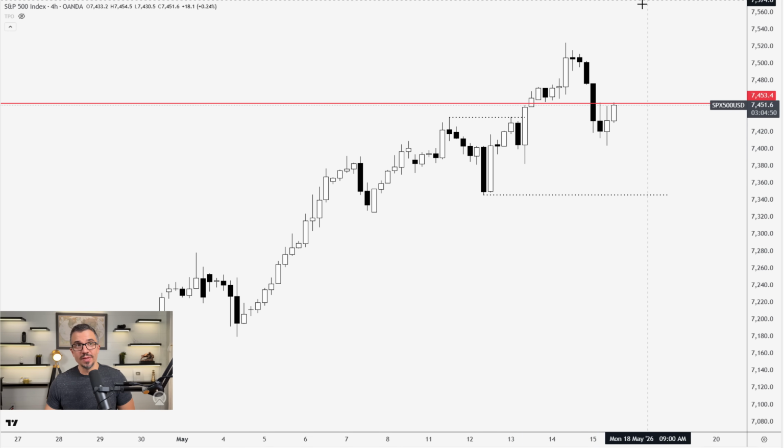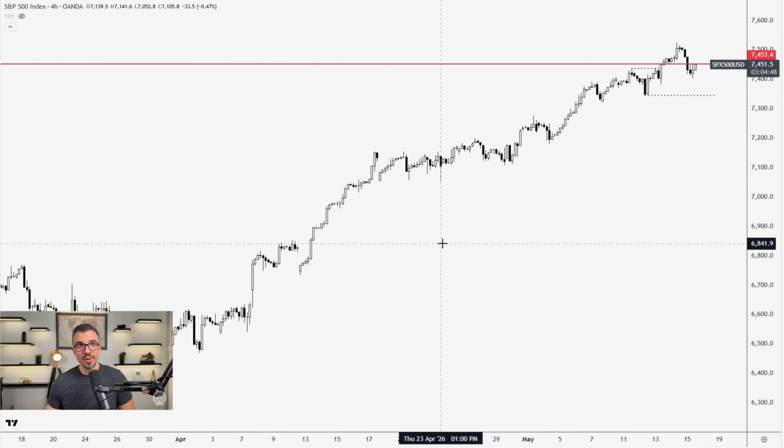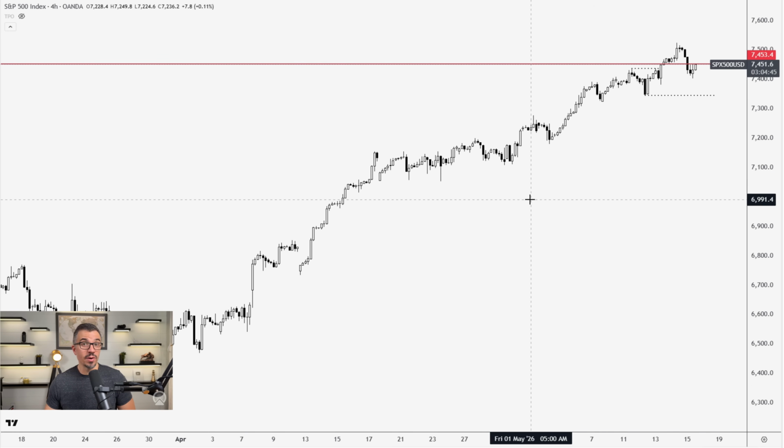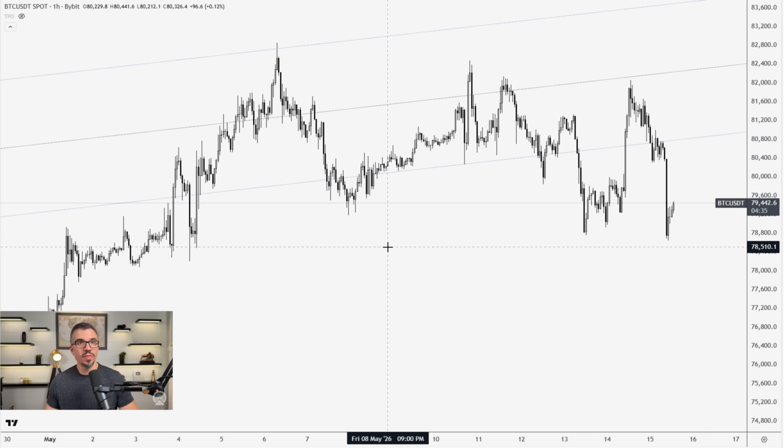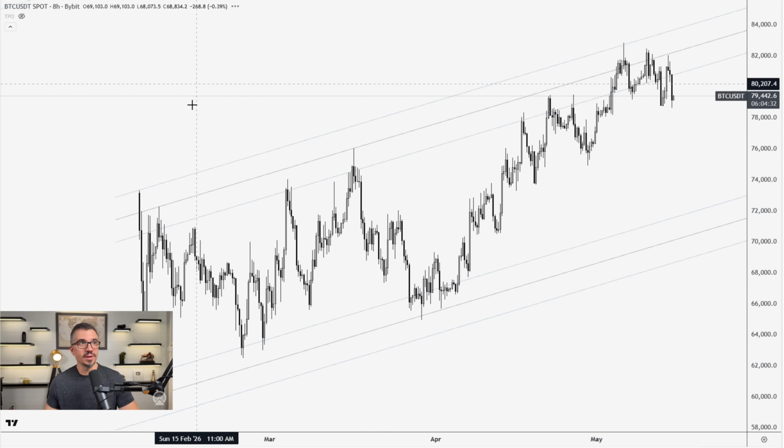I don't even think that this move, with how aggressive this has been, if yields start to really rip higher and go parabolic next week, that is absolutely going to weigh on the stock market. Okay, and if that weighs on the stock market, then that could spill over into the crypto market as well with things like BTC. So let's talk about this here.